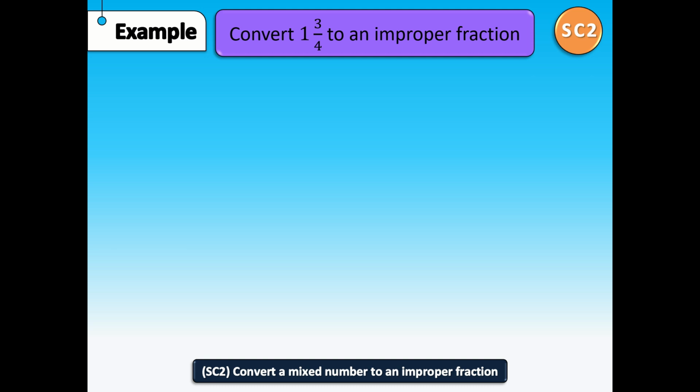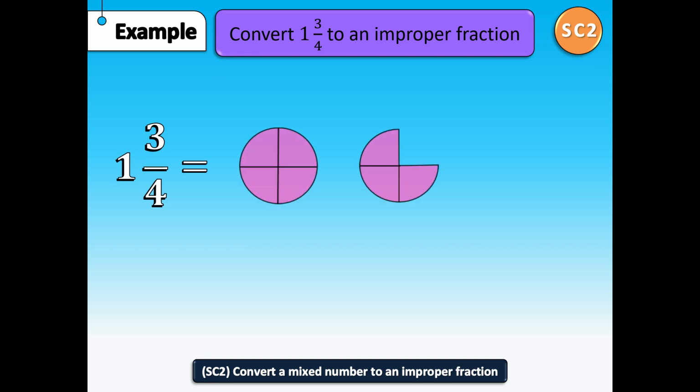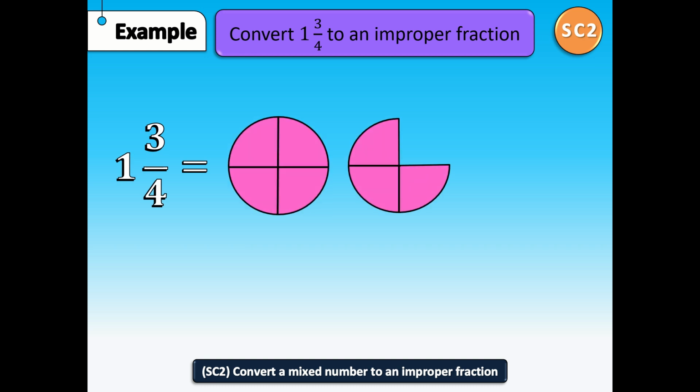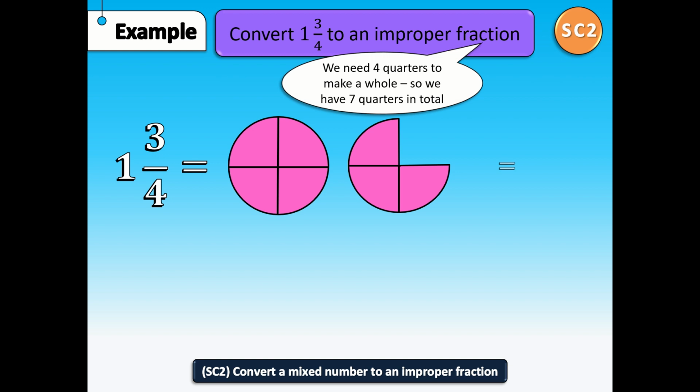So here we want to convert 1 3/4 into an improper fraction. So if we use a diagram to help us, you've got 1 whole and 3/4. Now if you make them all into quarters, you can basically just count how many quarters you have. Now you've got 4/4 in the whole, and then you've got another 3/4 left over. So in total, you've got 7/4.